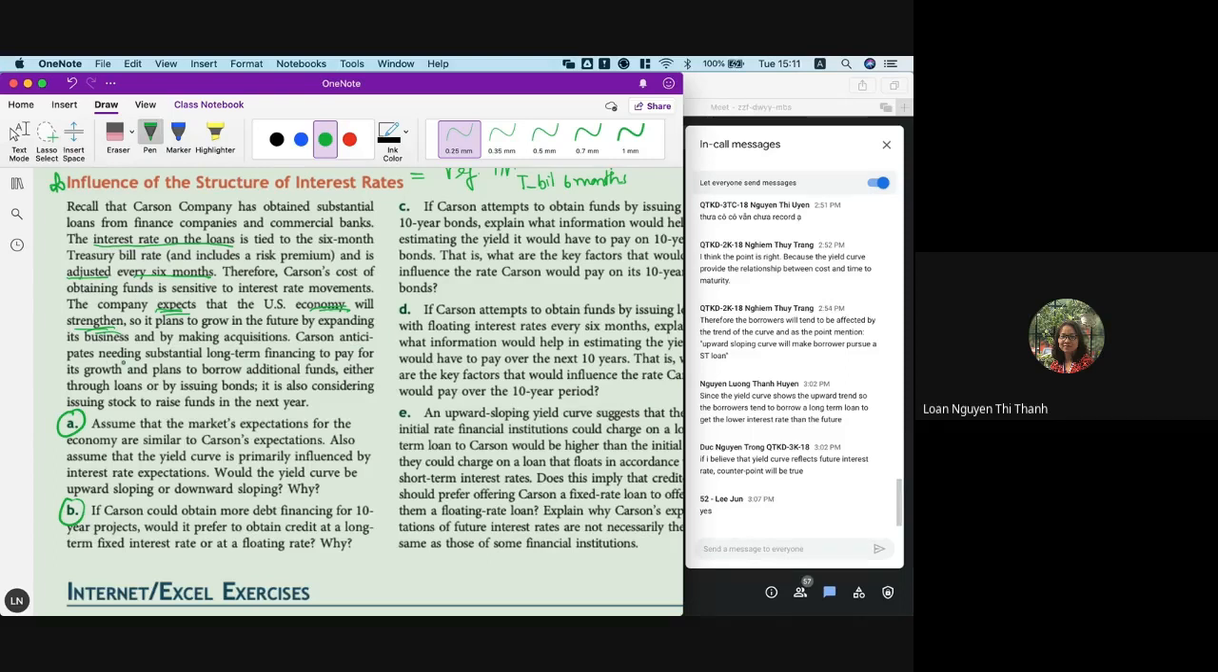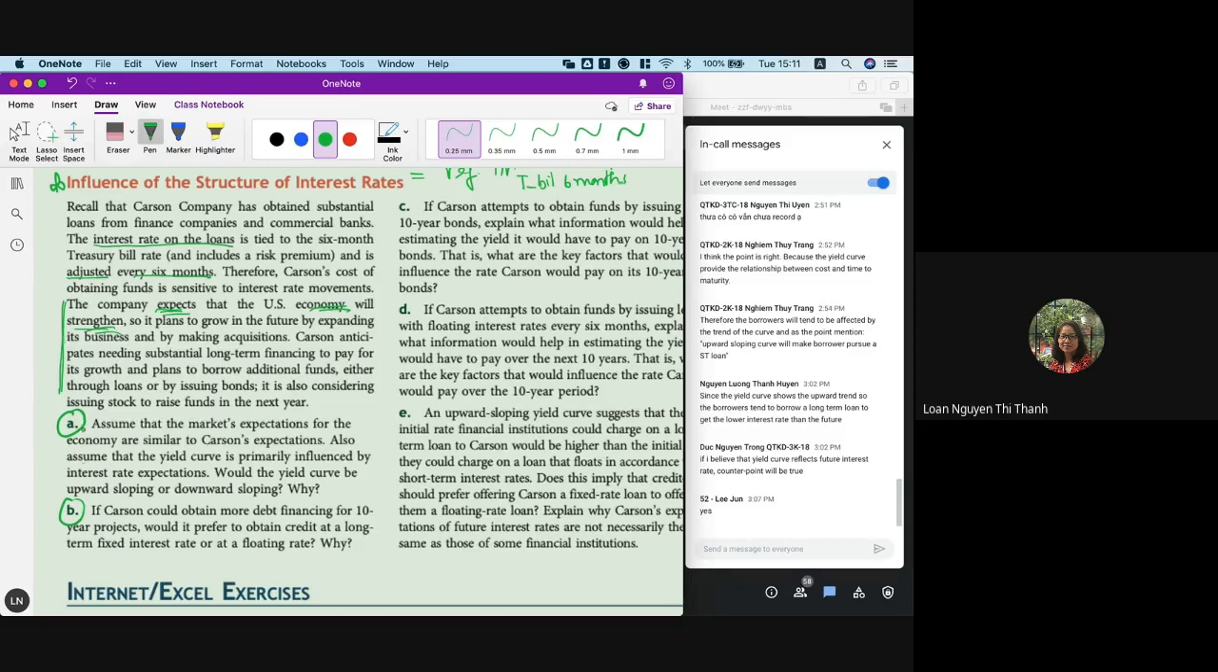Carson anticipates needing long-term financing to pay for growth and plans to borrow additional funds, either through loans or by issuing bonds, or considering issuing stock to raise funds. Okay, that covers the interest rate structure and the planned funding needs of the company.